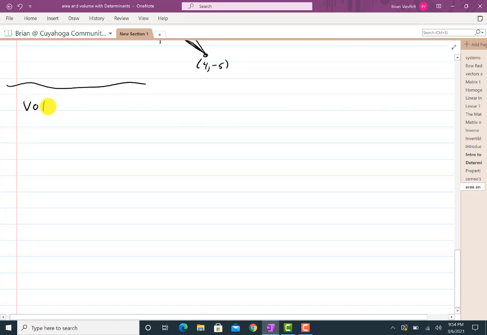Next, these determinants actually also do volume. This time you can use 3 vectors to determine what you want. All right, we'll say that's vector A3. Make this easy on myself. A2. A1. All right, let's see what we have then here.